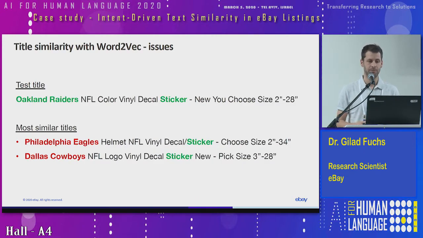This is just another example. It's an NFL sticker. Again, we find similar stickers from NFL teams. However, the essence, which is the NFL team, is completely different, okay? And if you think from a buyer perspective, users usually don't want to buy a general NFL sticker, but they are usually fans of a specific NFL team and they wish to buy a sticker of the NFL team they like. Again, we see this suffix of "choose size" that, again, tells us that probably that can affect the similarity we see.